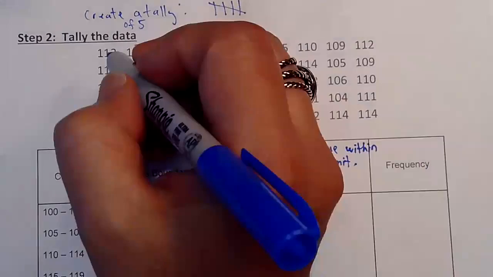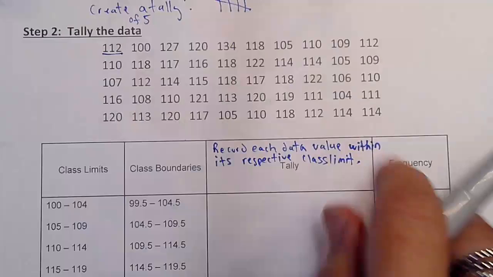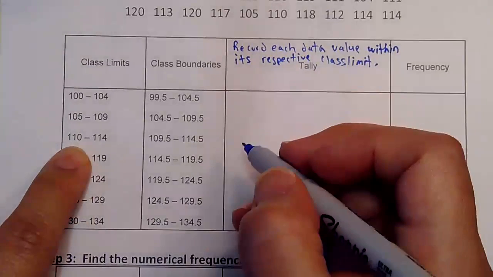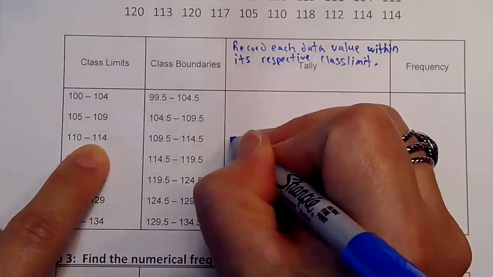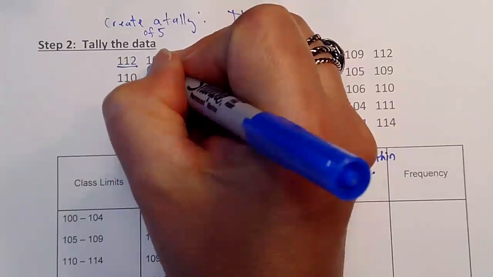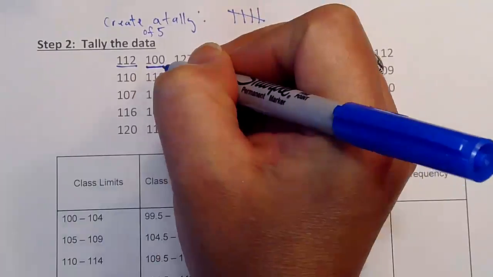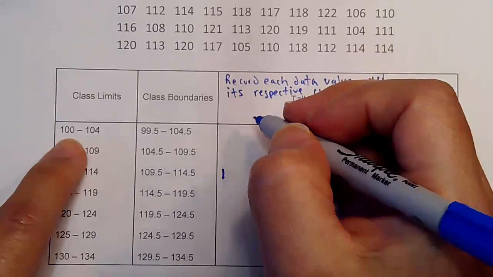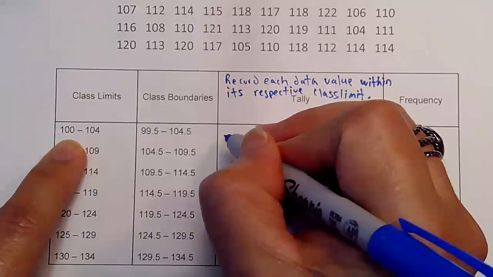If we look at 112 and you look at your class limits, 112 would fit right here between 110 and 114. So I put a tally for that. Then I go to 100. And 100 fits under the first class limit, between 100 and 104. So I'm going to put a tally there.